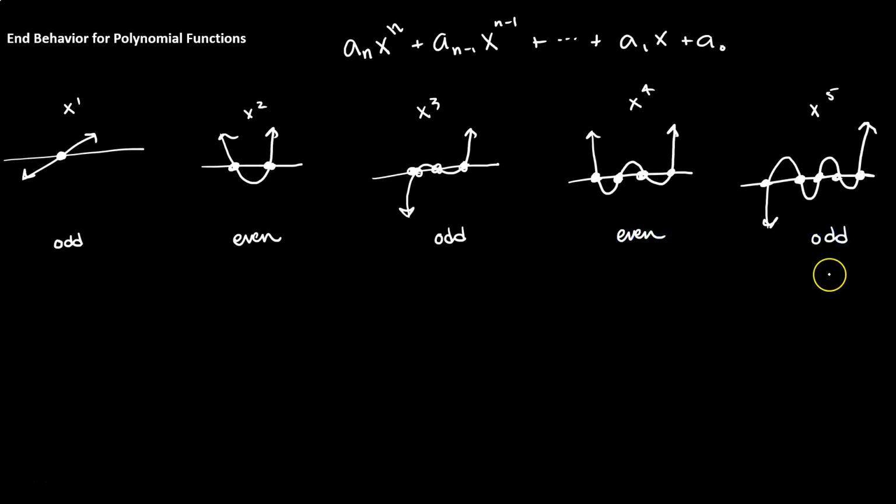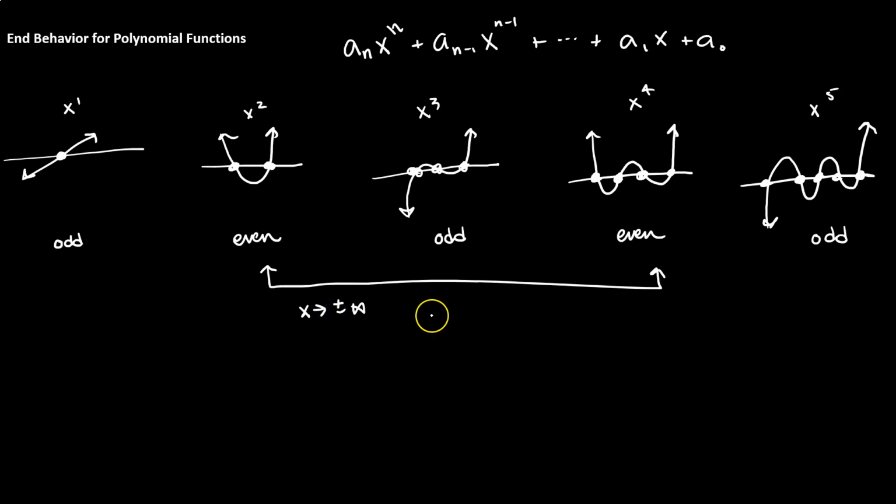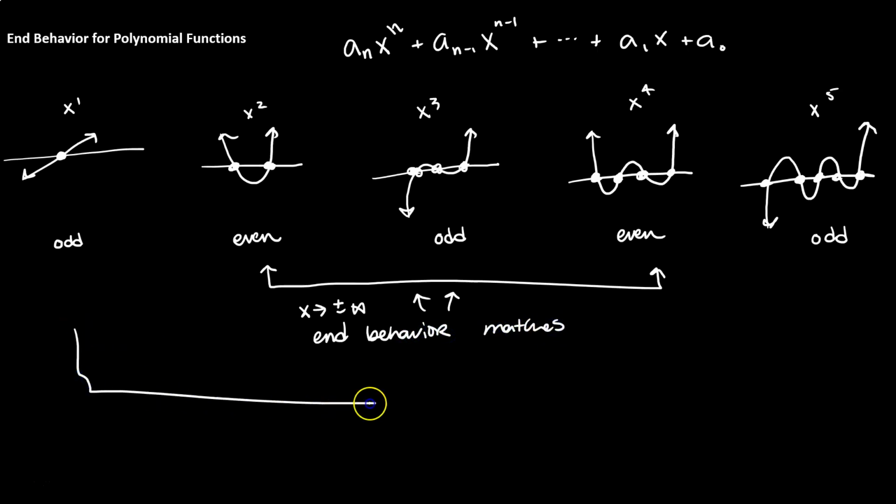Notice that with the 2 even graphs, the end behavior was identical on the left side and the right side. So as x goes to plus or minus infinity, the end points both went up, so the end behavior matched. However, with the odd functions, the end behavior was opposite.